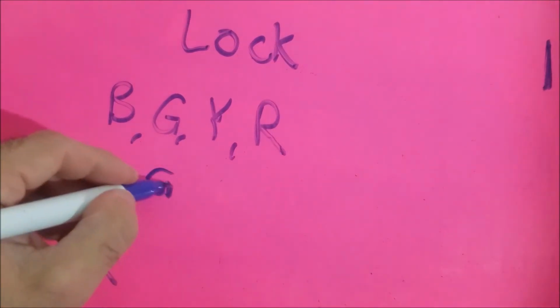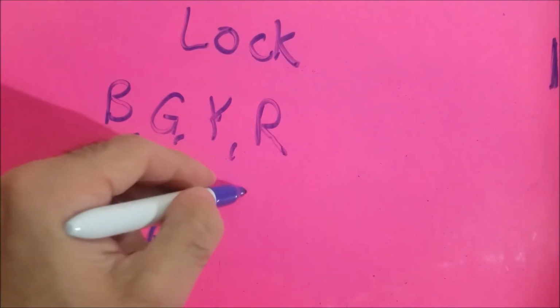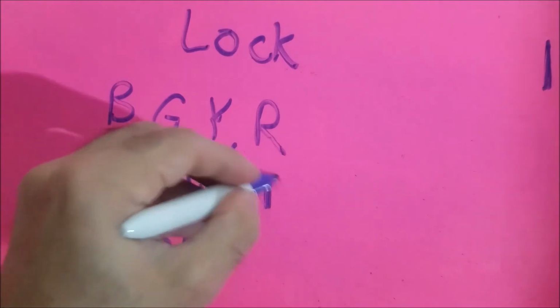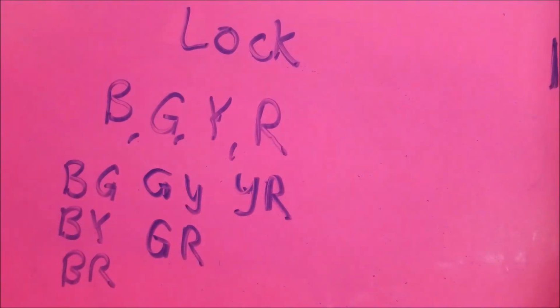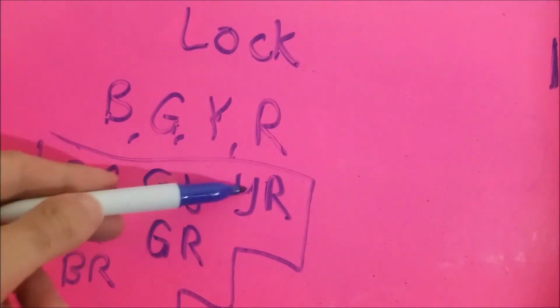Right? We can have a green and a yellow. We can have a green and a red. And then we can have a yellow and a red. And that's it. We can't have a green and a blue in a combination because that's the same thing. So if I was going to take 2 at a time, this would be the amount of combinations I can have.